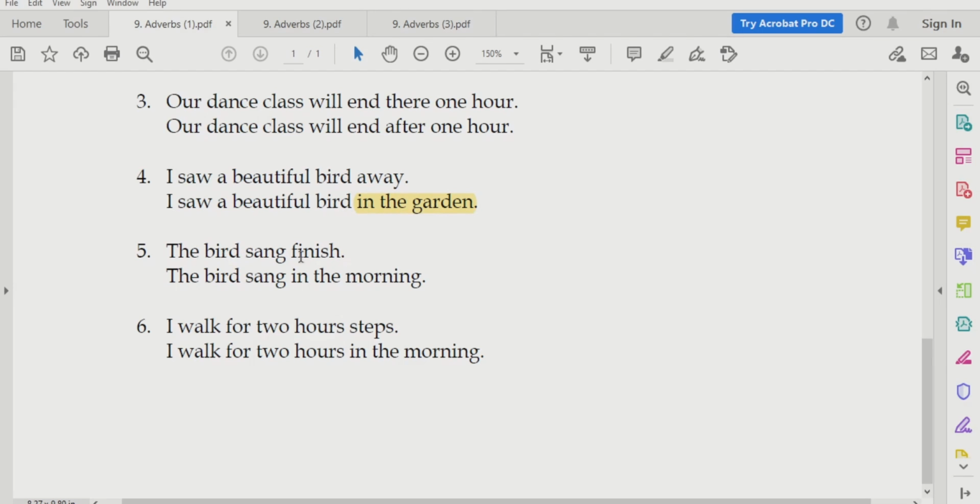Next one, the bird sang finish. Over here, finish is wrong. So you will say the bird sang in the morning, or maybe the bird sang at night, in the afternoon, in the evening. Any adverb of time over here. I walk for 2 hours steps. Completely wrong sentence. So you will change the word steps to in the morning. Now over here, in the morning suits best for this example because it is talking about a walk. And most of the people like to walk in the morning. But still, you can use any adverbs of time. Maybe I walk for 2 hours in the evening, at night.